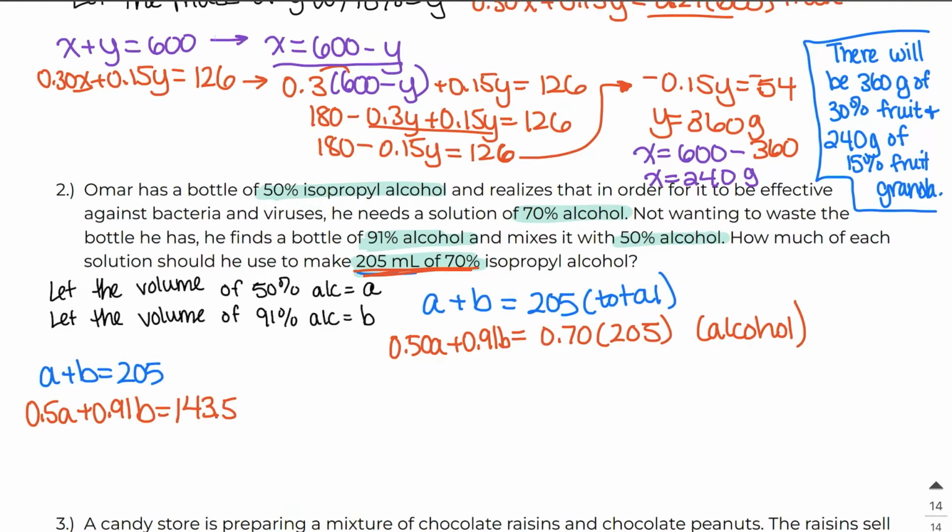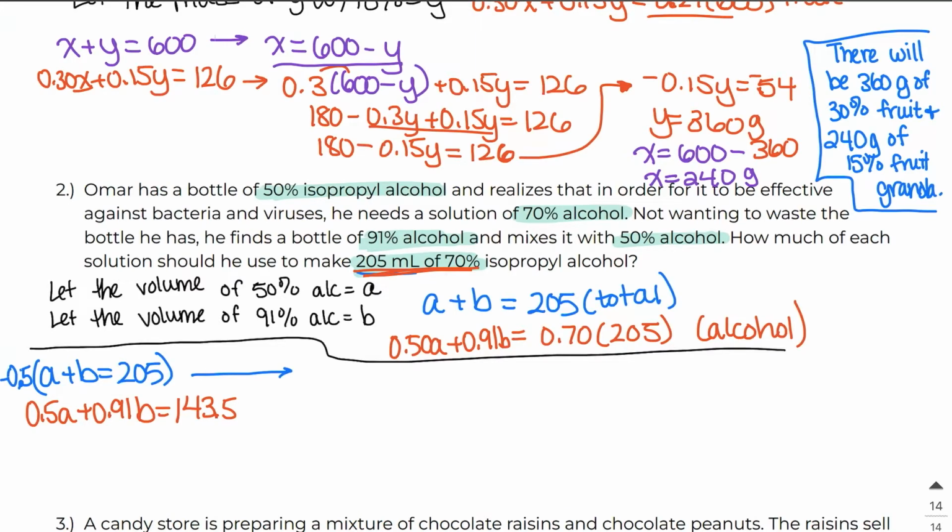Okay, now this time what I'm going to do is I'm going to use elimination just to change things up a little bit. So I'm going to eliminate the A's. So I'm going to multiply the top equation by 0.5, but I'm going to multiply it by a negative to have the signs be the opposite. So when I multiply that through right here, let me just draw a line here. I end up getting negative 0.5A minus 0.5B is going to equal 102.5. And that should be a negative, okay? Negative 102.5.